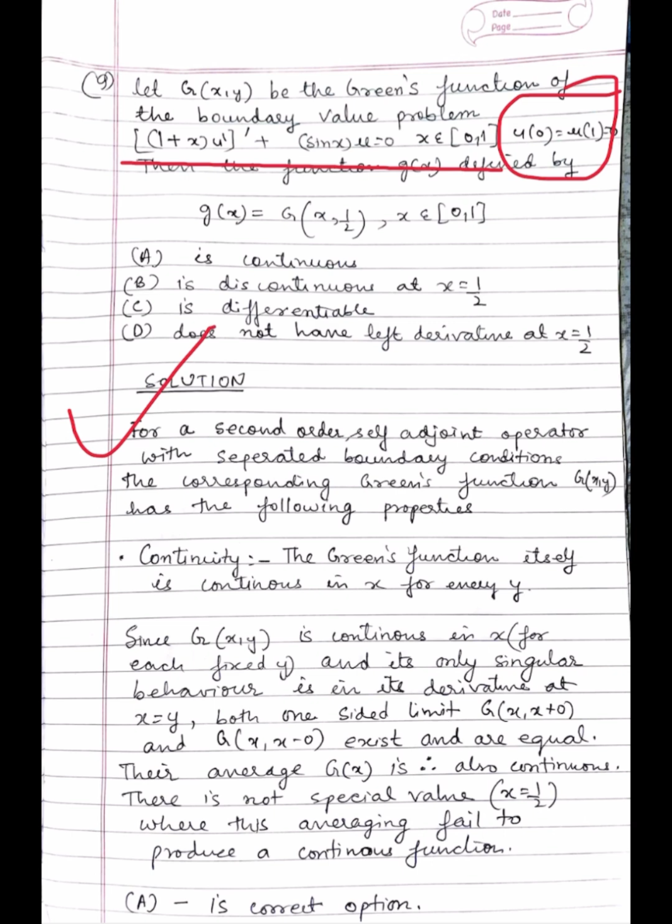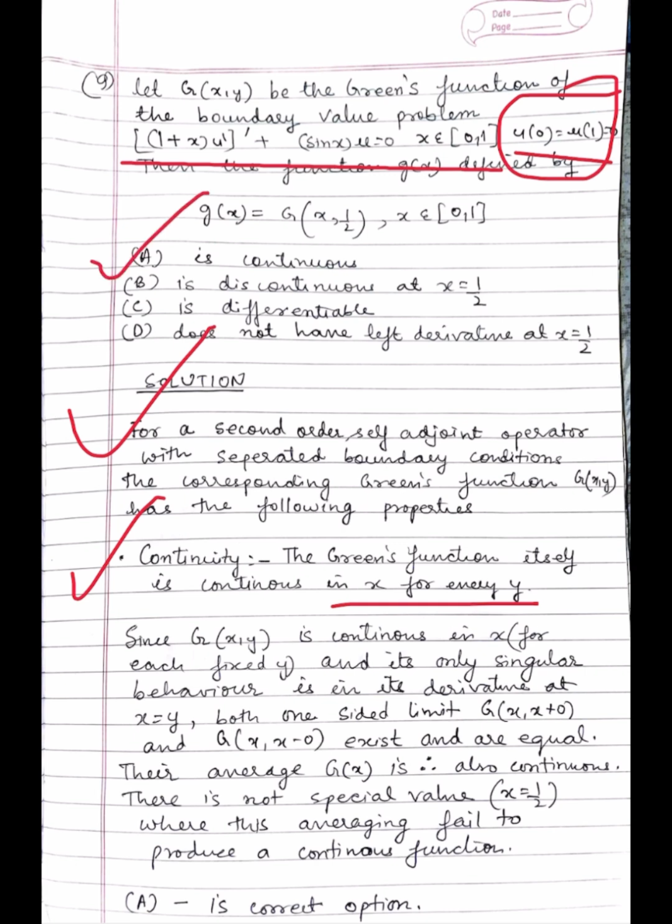So now let us look at the solution. For a second order self-adjoint operator, so this is a second order self-adjoint operator with separated boundary conditions. So we can see the boundary conditions are separated. The corresponding Green's function has the following properties. So this question can be done by only using the properties. The continuity: the Green's function itself is continuous in x for every y. So directly by this we can say our first option is correct.